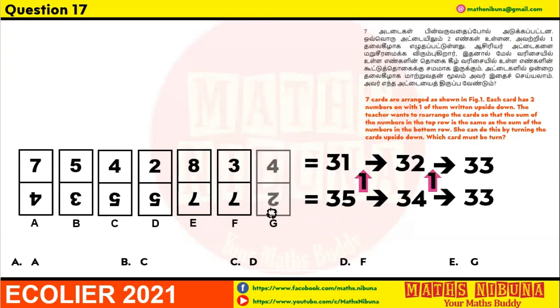So that means you can put 4 at the top and 2 at the bottom. Now you get 33 at the top and 33 at the bottom. So both sums become the same now. So the answer is the card with 4 and 2, which is G.